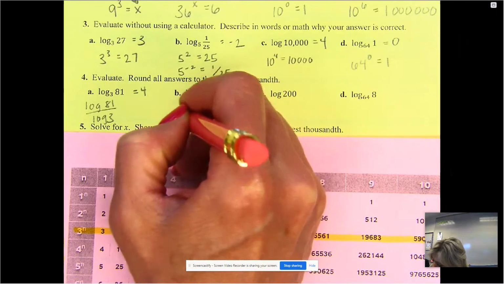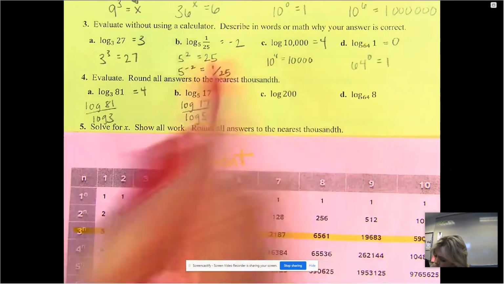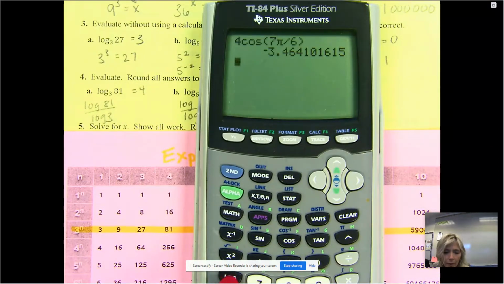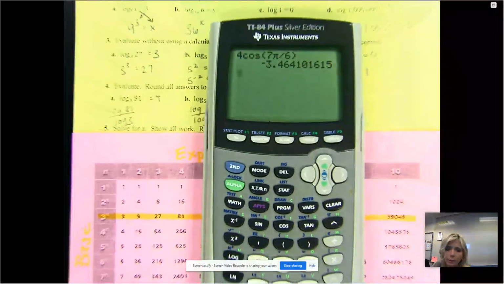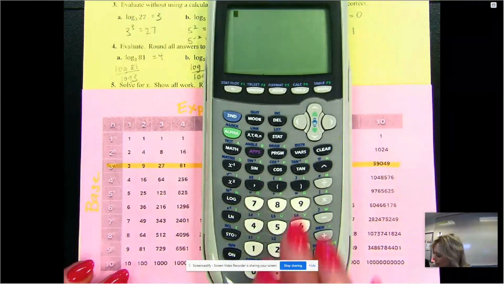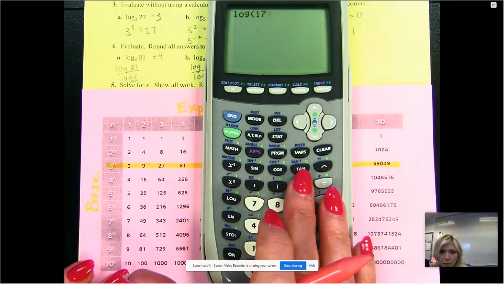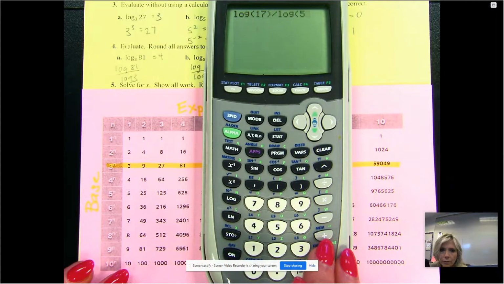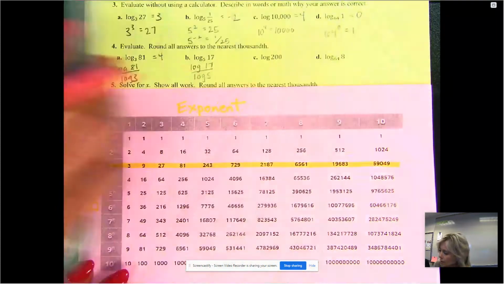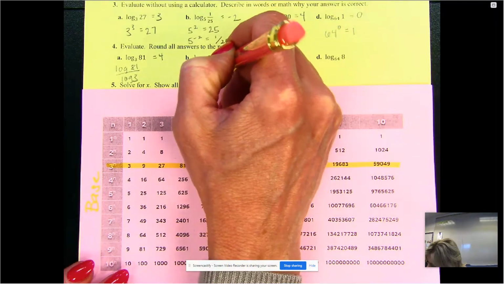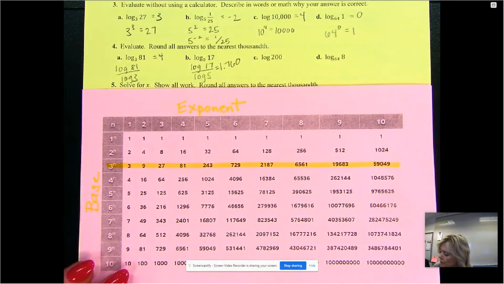For B, 17 is not a power of 5, so I am going to have to use a calculator. The log of 17 divided by the log of 5. And so I'm just going to use this calculator with the log button right here. Okay, so we're looking at the log of 17, close the parenthesis, and divide by the log of 5. 1.76, it says thousands, so 1.760, 3 decimal places.